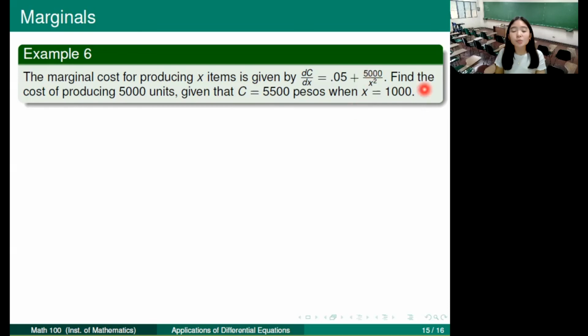Na dapat daw, pag nag-produce tayo ng 1,000 units of our item, we will be getting a cost or a gastos of 5,500 pesos. But in fact, here pala ang pinapahanap sa atin ay hindi yung arbitrary total cost function for any X. What you want is the actual cost in producing 5,000 units. So, madadagdagan lang ng isang additional mini-step ang ating problem. Isa-substitute lang natin yung X equals 5,000 dun sa makukuha natin na cost function. And yun yung cost na desired natin dito.